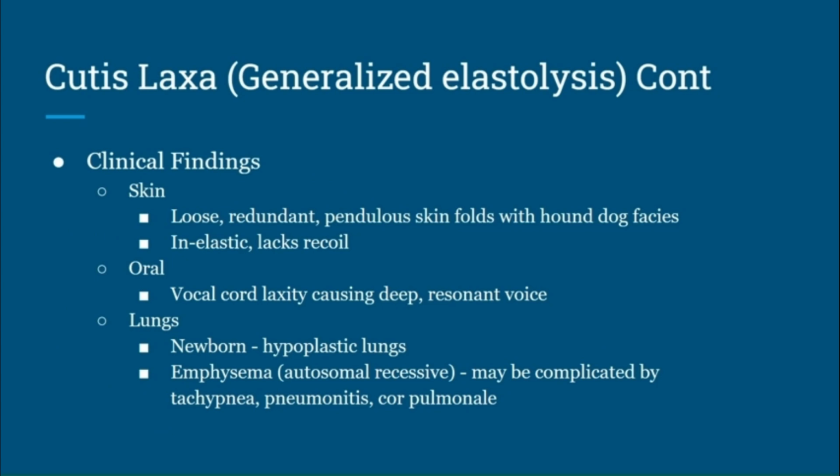You're going to notice the hallmark findings, which is loose, redundant, pendulous skin folds, kind of looks like a hound dog, maybe a Shar-Pei, inelastic skin, lacks recoil, so it doesn't snap back. You can have a deep, hoarse voice from vocal cord laxity. Lungs, for newborns, you might have a hypoplastic lung. Emphysema might even be noted, but that's usually with the autosomal recessive disease, and that can have those overarching secondary sequelae like tachypnea, pneumonitis, and cor pulmonale.